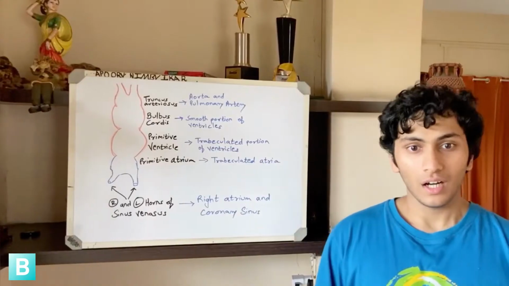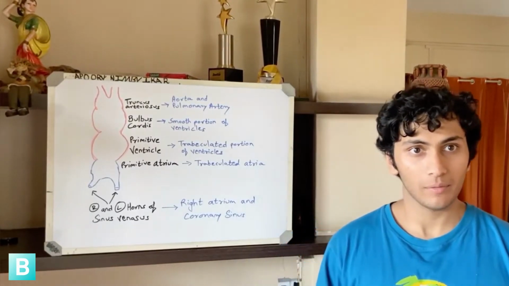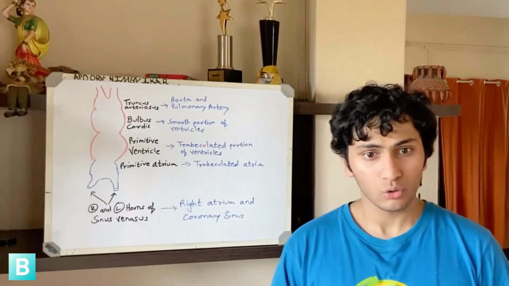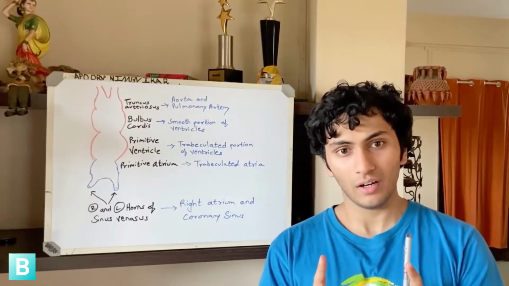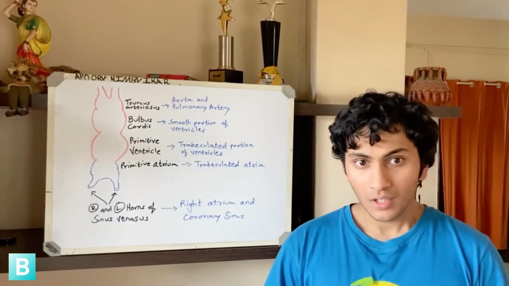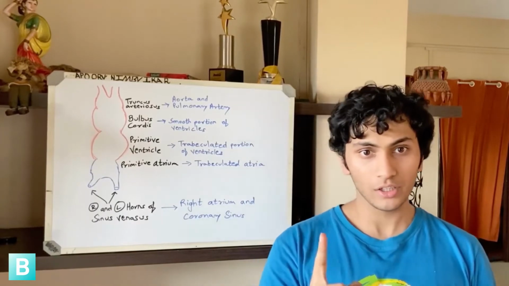Hello everyone. Today we'll be discussing in brief the embryological development of the heart. The heart starts as just two endothelial heart tubes at about 18 days after fertilization. Now these two endothelial heart tubes will fuse and form a single tube.